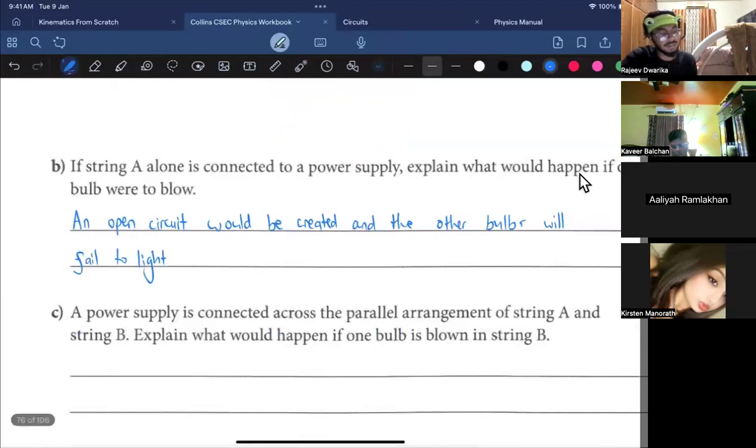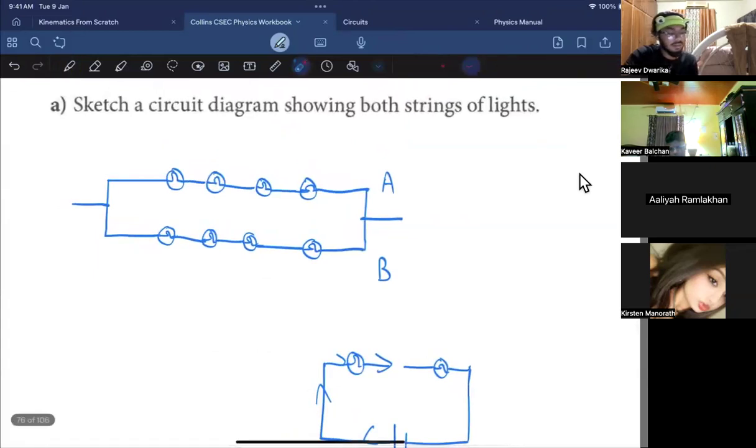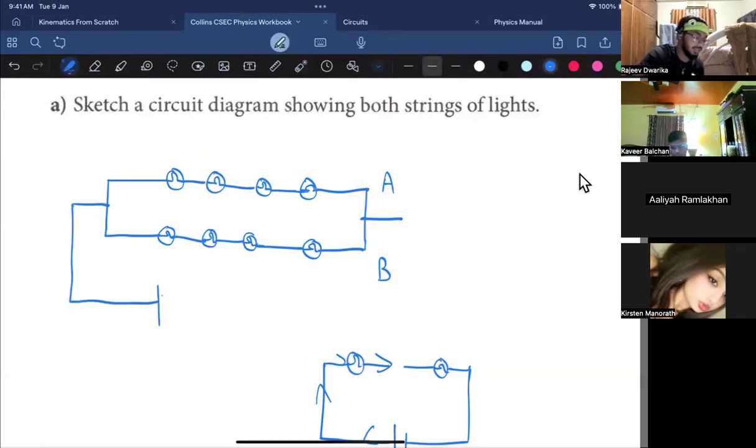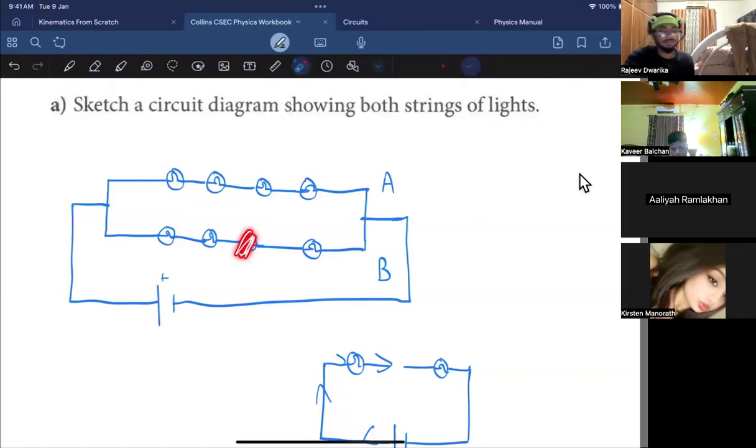As the power supply is connected across the parallel arrangement of string A and string B, explain what would happen if one bulb is blown in string B. Aliyah, actually I'm going to call Justin. Justin, we have this situation, and we're saying it's connected to a battery, positive. If one bulb blows in string B, what will happen? The others would not light.